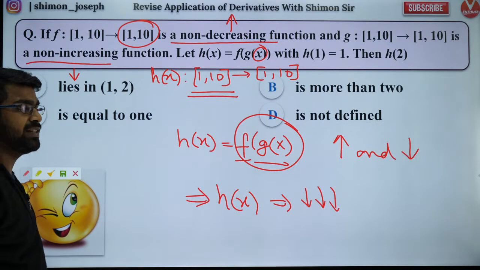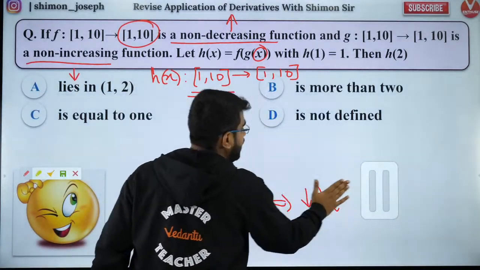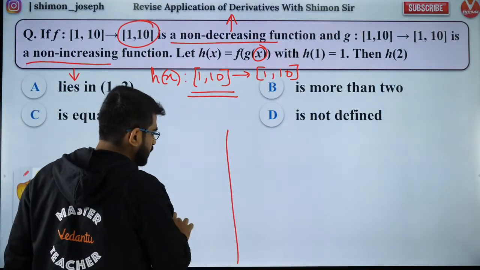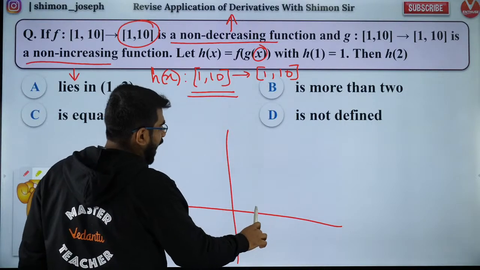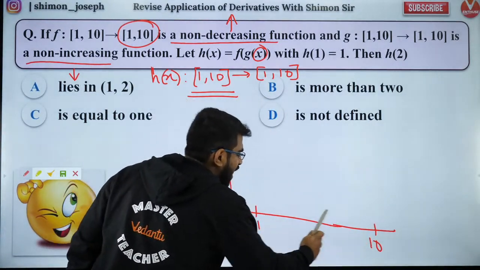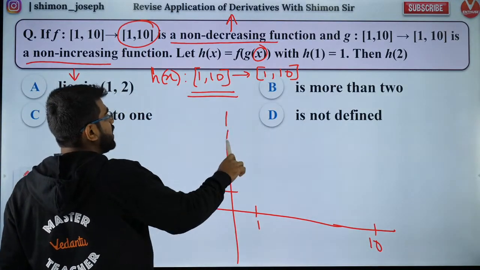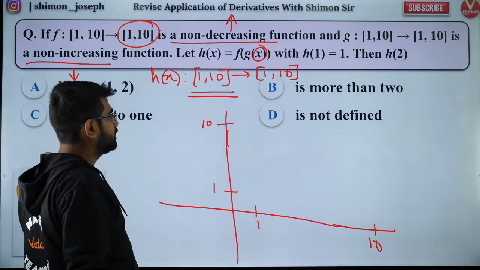Yes, fantastic guys. Now let me draw the graph. You will love this question. So this is 1, this is 10. So this is my domain. I have the function between 1 to 10 and the range also is 1 to 10. I cannot go beyond this.